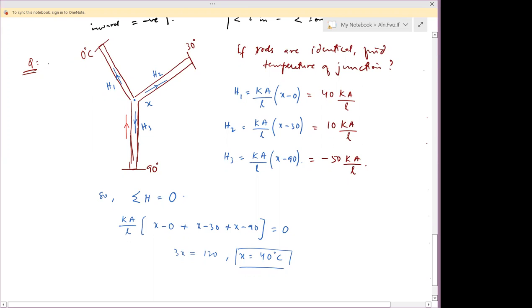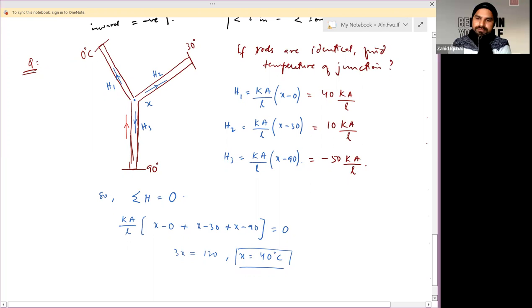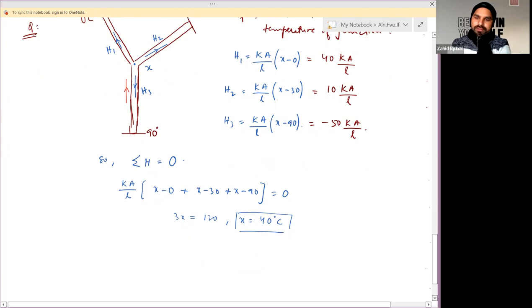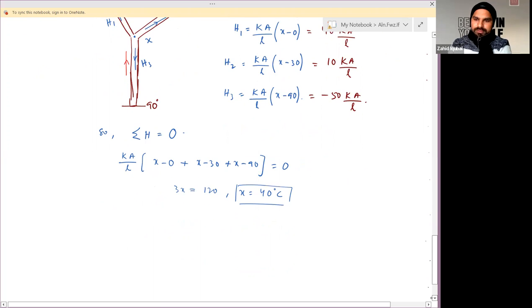Done, sir. Any doubt? No, sir. So this is how we can calculate temperature of junction related to any combination.